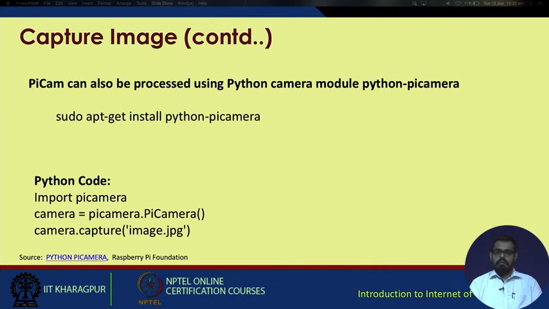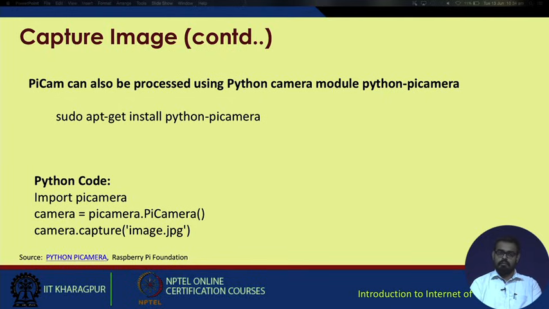Now, this PiCam can also be integrated with Python, and the particular module is known as Python PiCamera. Again you will need to install this library, because none of these libraries are by default available on your Raspberry Pi system. So, you write sudo apt-get install python-picamera, and this is the small code snippet for capturing your images from the Pi camera using Python code. It's a very short script.